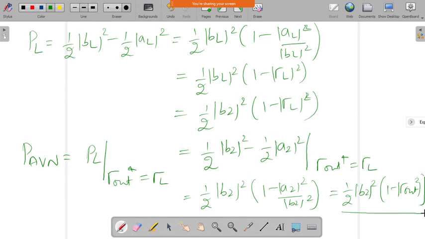So that is the same equation we are going to get. So this is the available power from the network, which is nothing but the load power when this condition is met, that is, gamma out, the reflection coefficient at the output side, is equal to the load reflection coefficient.